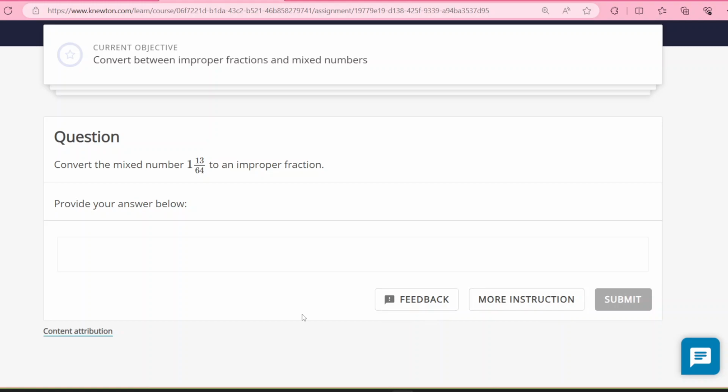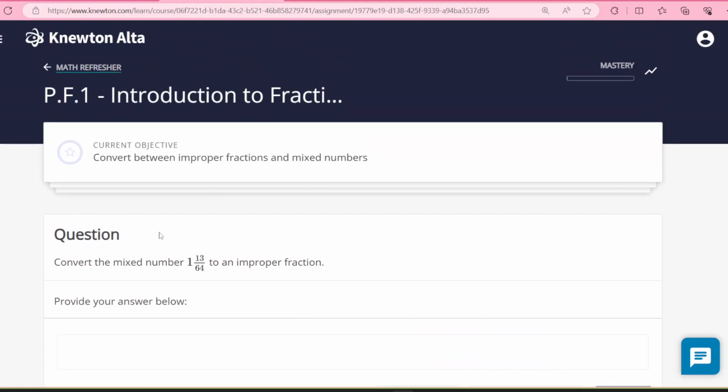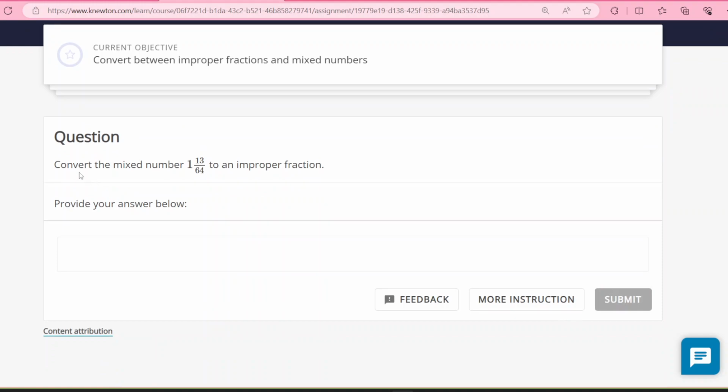All right. So the first objective I am seeing is convert between improper fractions and mixed numbers. And the question: convert the mixed number 1 and 13/64 to an improper fraction. All right. Let's do that.